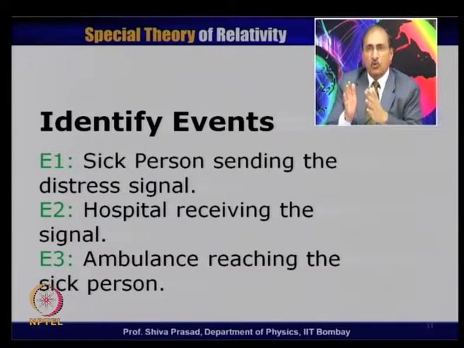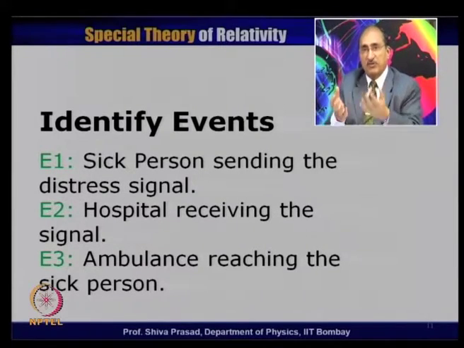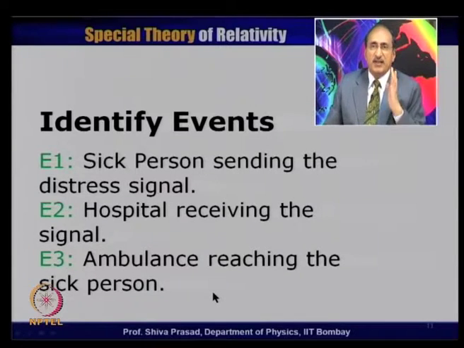In event number 2, you also find that the ambulance is just in front of the hospital. So, event number 2 comprises various things in that sense. Now, event number 3 is that the ambulance is able to reach the person who is sick. That is ambulance reaching the sick person. So, these are the 3 important events for this problem: sick person sending the distress signal, event number 1; hospital receiving the signal, event number 2; then ambulance reaching the sick person, event number 3.